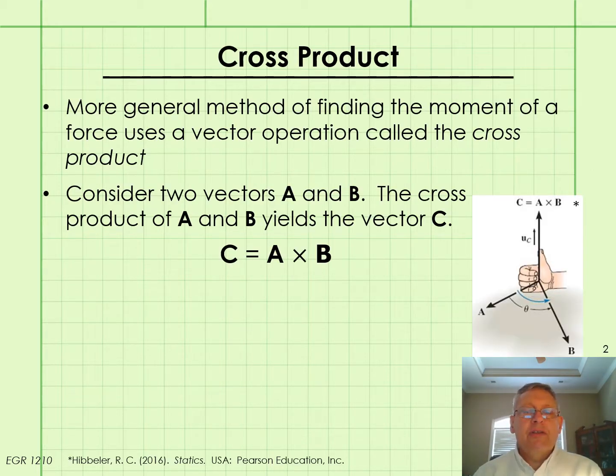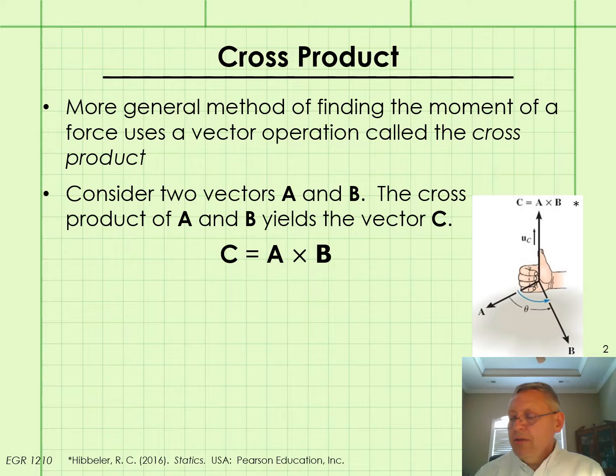In the previous lecture, we learned how to calculate the moment of a force about a point using scalar techniques. Now we're going to develop a more general method of finding the moment of a force about a point that we're going to use in our 3D work. And we're going to make use of a vector operation called the cross product.